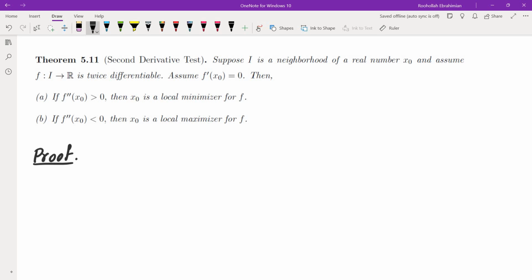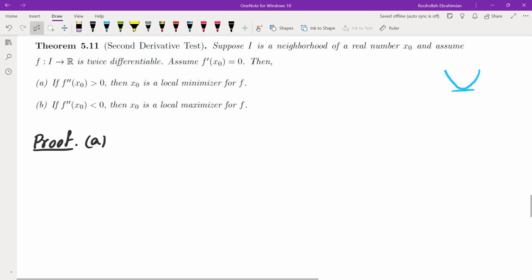If the second derivative is positive, then x0 is a local minimizer. In the language of single variable calculus that you have learned, if your second derivative is positive, then the function is concave up. Therefore, this point would be a local minimum. Okay, so let's work on this one. And the second part is again nearly identical. If the second derivative is negative, then x0 is a local maximizer. We will prove the first part, and the second part, the proof is, as I said, nearly identical.